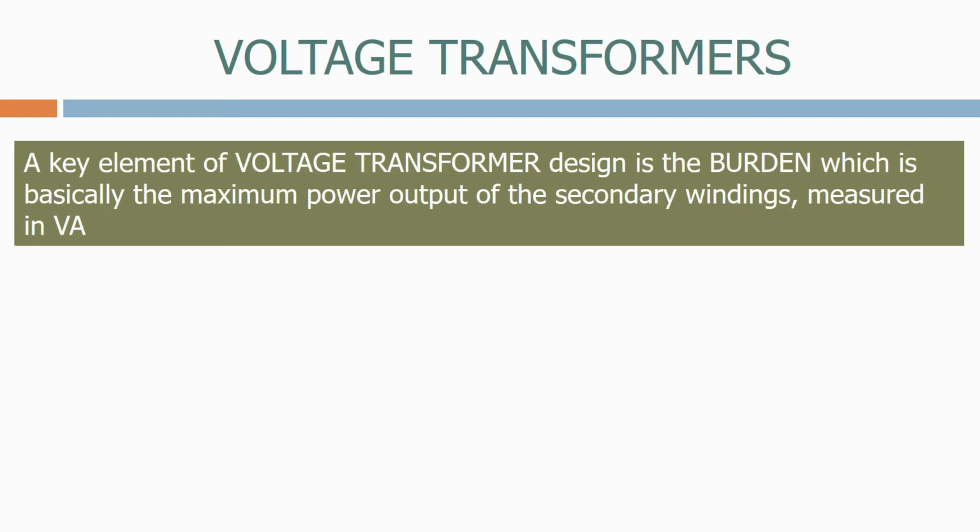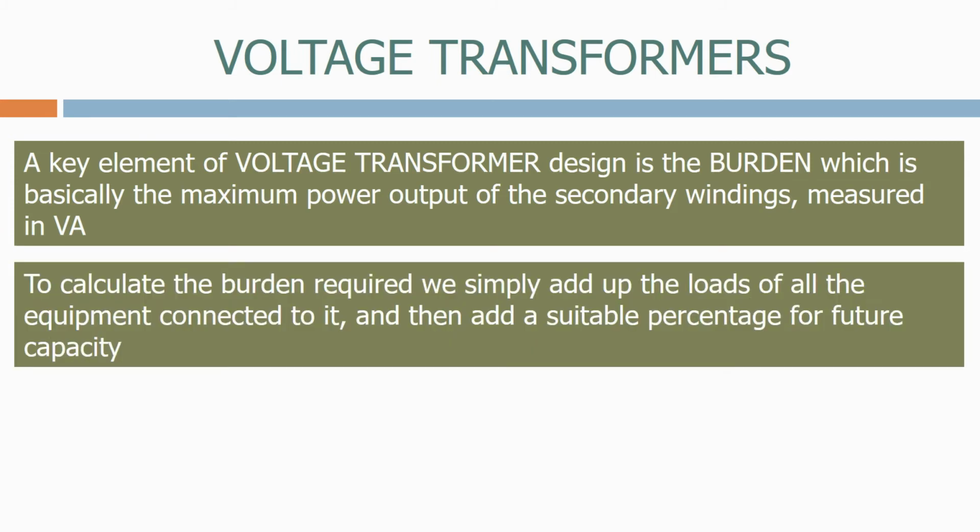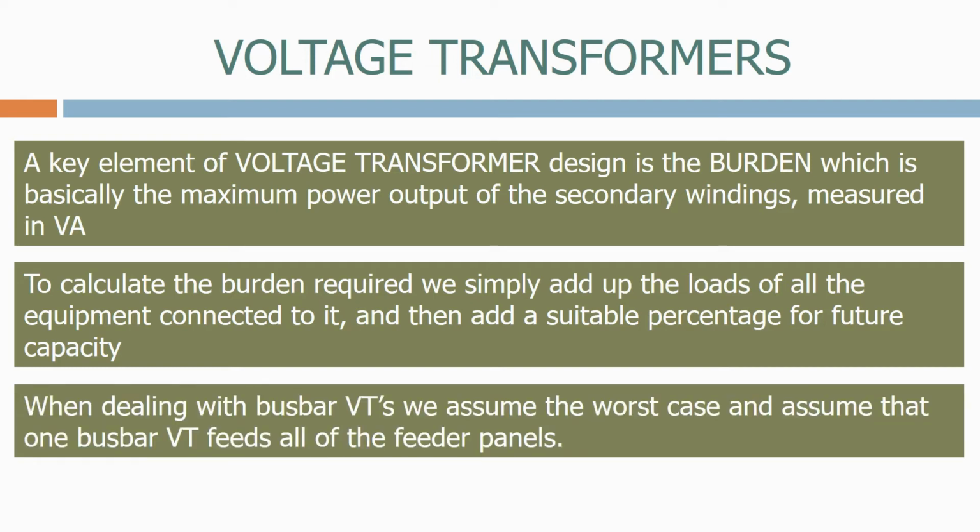A key element of voltage transformer design is the burden, which is basically the maximum power output of the secondary windings measured in VA. To calculate the burden required, we simply add up the loads of all the equipment connected to it, and then add a suitable percentage for future capacity. When dealing with busbar VTs, we assume the worst case, and assume that one busbar VT feeds all of the feeder panels.